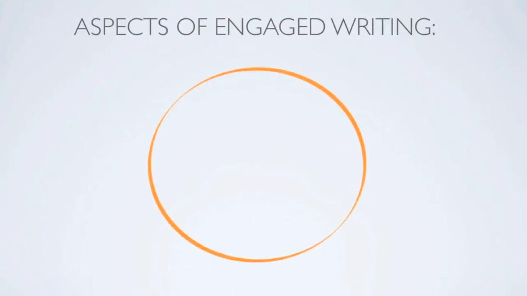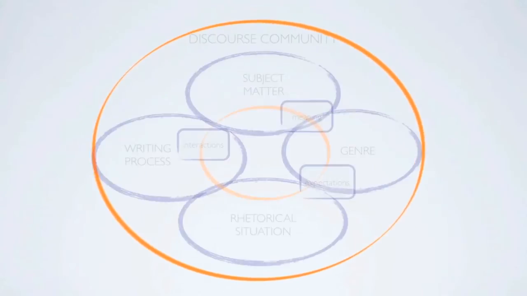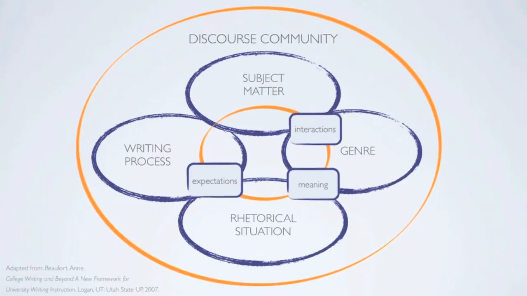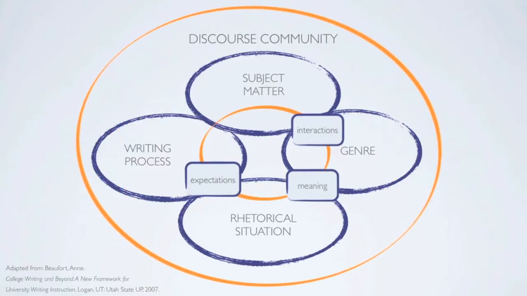As you recall from the first video, there are three key elements of writing assignments that promote engaged learning: construction of meaning, interactions, and clear expectations. Scholars who study writing have identified 4 overlapping knowledge domains that we all draw on when completing writing tasks. Let's examine each of these domains more carefully.